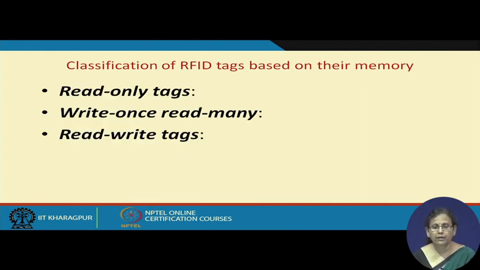Now, depending on their capability of how to write on them, depending on their capability on the memory, they can be either read-only tag, write-once-read-many-times tag, or read-write tag. And as the name indicates, read-only tags, once they are printed, are printed forever. Then write-once-read-many-times tags, you get the blank tag and you have the corresponding equipment available with you, using which you can actually print. Then the third category is your read-write tag.